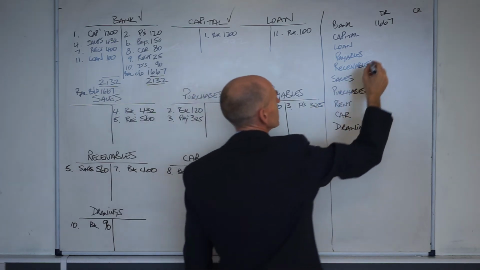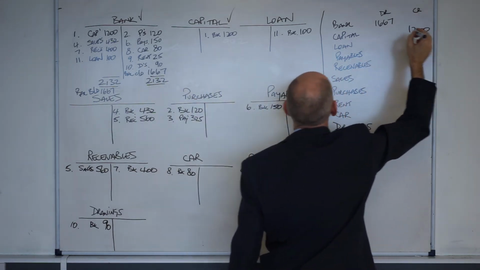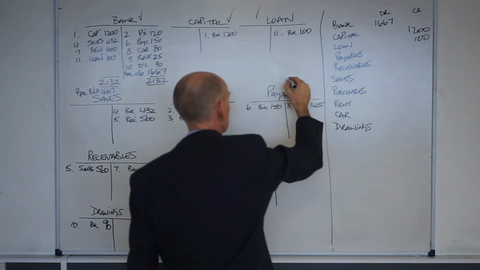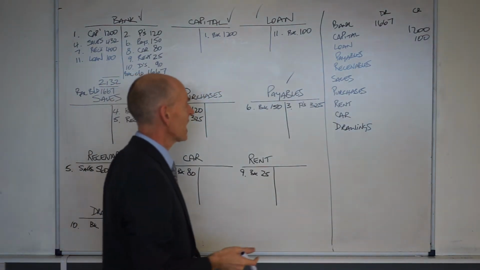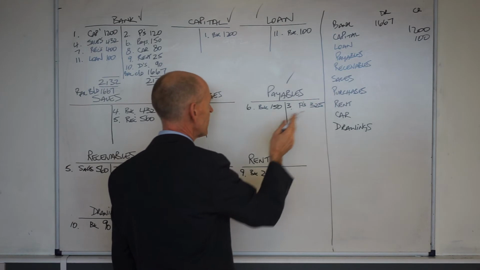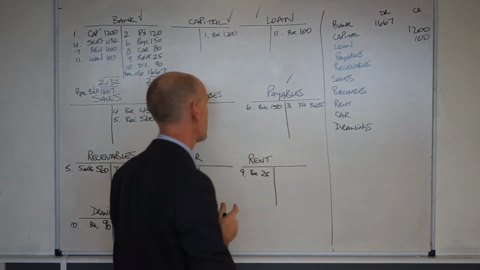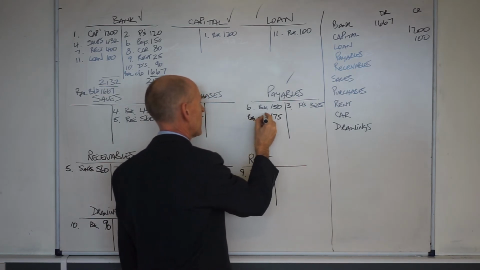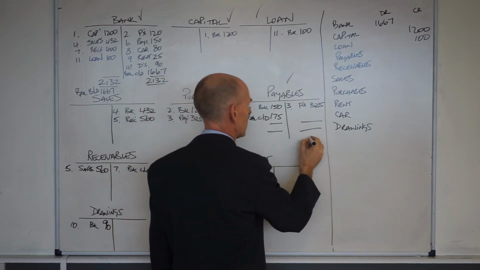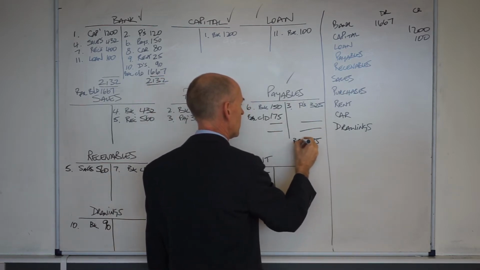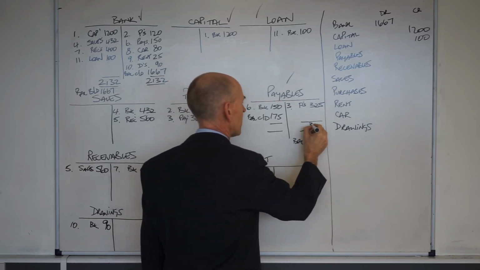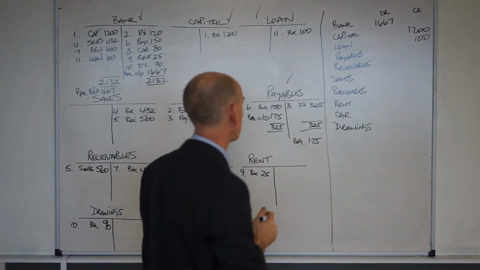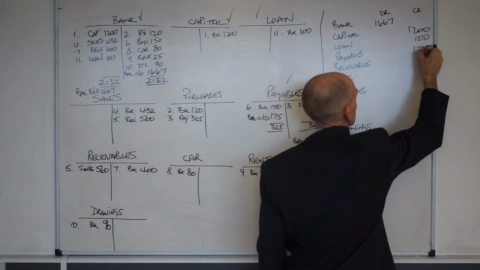Capital account is 1200, on the credit side 1200. Loan 100. In we go. Payables. The payables balance we can see here is 325 less 150, that's 175. So 175 is balance carried down at the end of the period. Balance brought down is 175. Both sides of the account now add up to 325. So 175 is the payables balance.